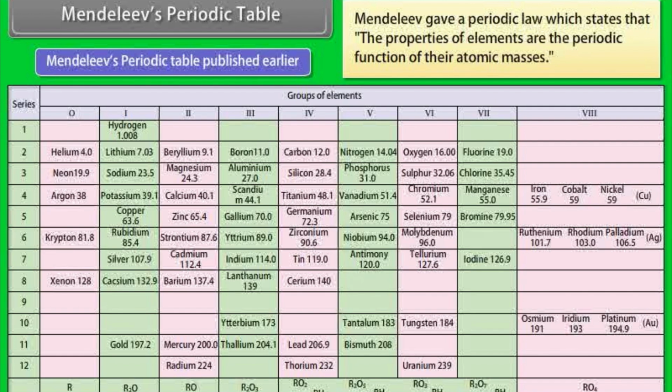For example, both gallium and germanium were not discovered at the time when Mendeleev proposed his periodic table. Mendeleev named these elements as eka-aluminium and eka-silicon respectively. Number 3. With the help of this table, doubtful atomic masses of certain elements were corrected.